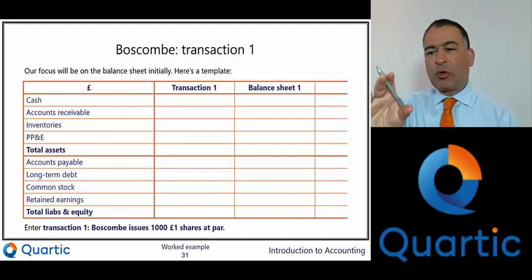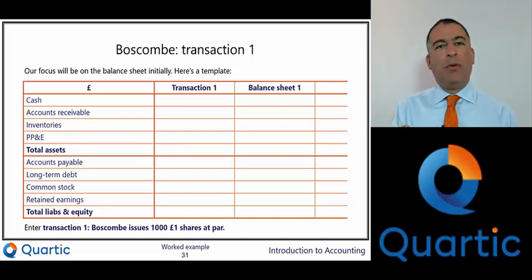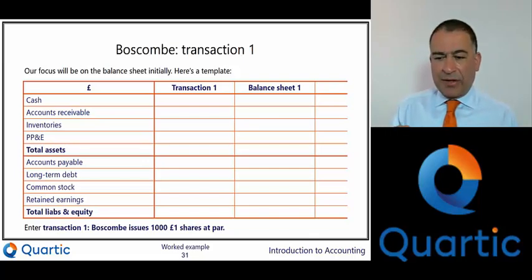So when it says transaction 1 on the slide, on the screen, think of that as what numbers we're putting into our little box diagram. And then the balance sheet is going to be cumulative. So each time we do a transaction, the balance sheet will accumulate all the transactions to date. So let's have a go at this.